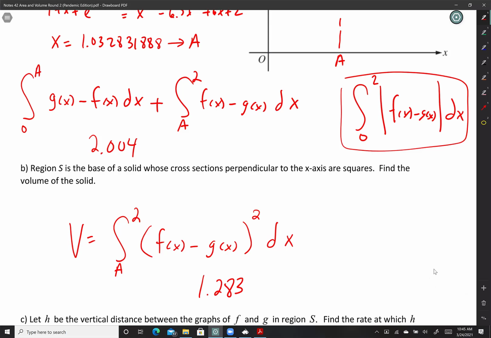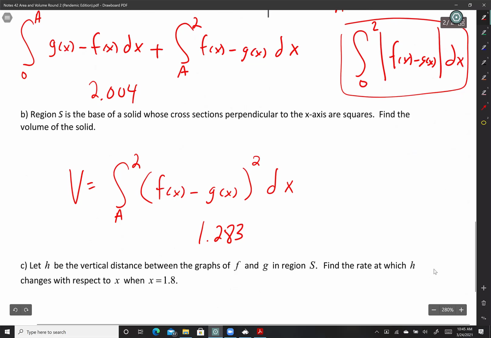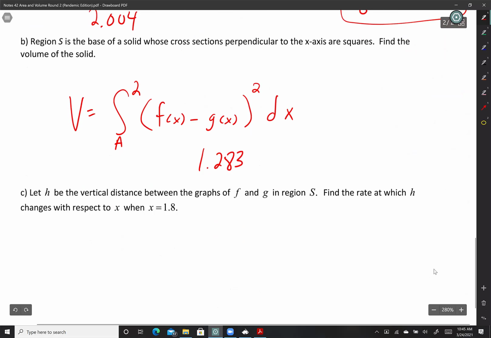Chavez, why is the volume smaller than the area? Well, this is only one region, and this is cubic units, not square units. There are no units here, so we're good. But if you want to write cubic units, that's fine.